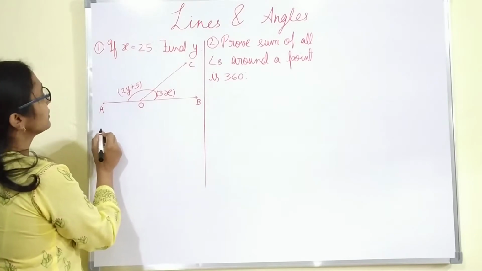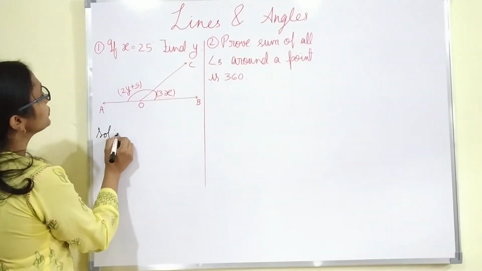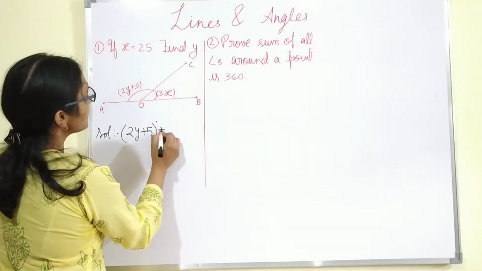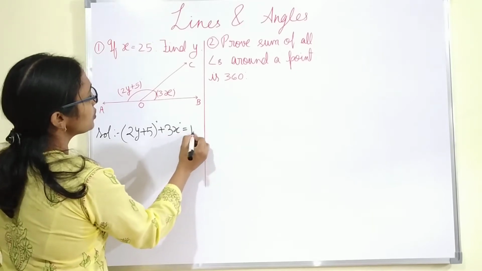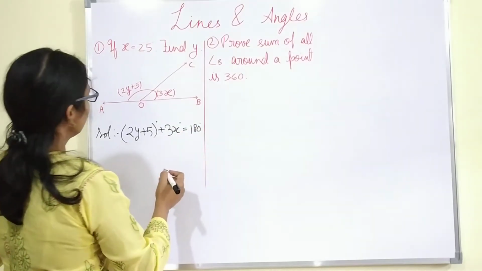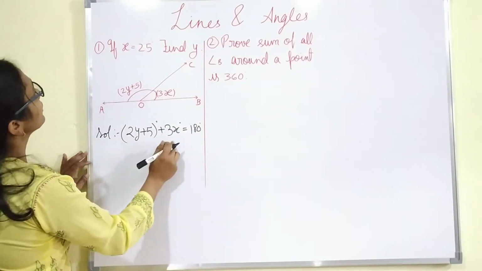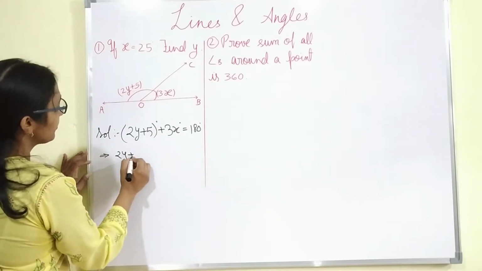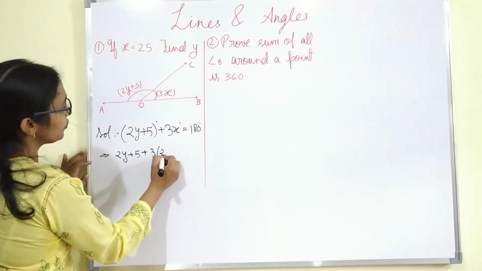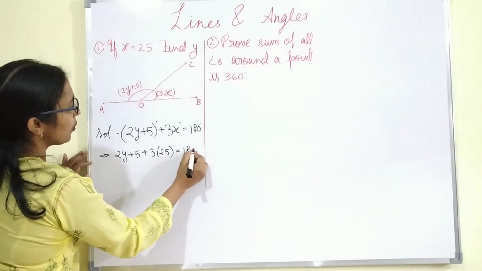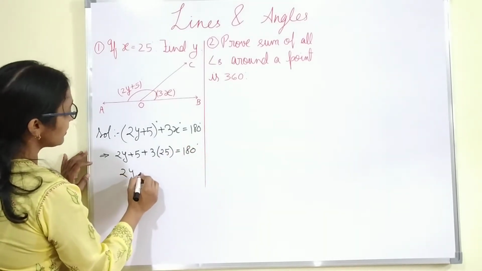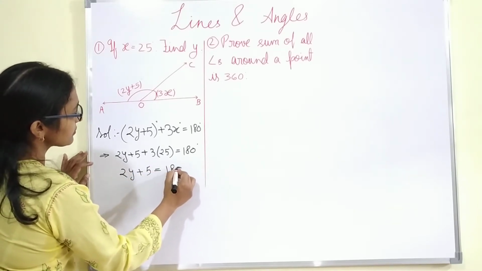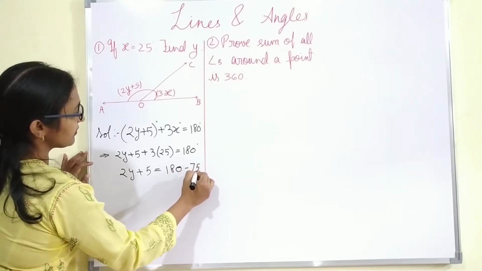So, the solution is 2y plus 5 plus 3x equals 180 degrees. It is a very easy question. Now the value of x is given. So 2y plus 5 plus 3 into 25 equals 180 degrees. So 2y plus 5 equals 180 minus 75 degrees.